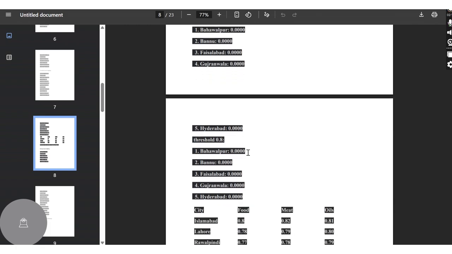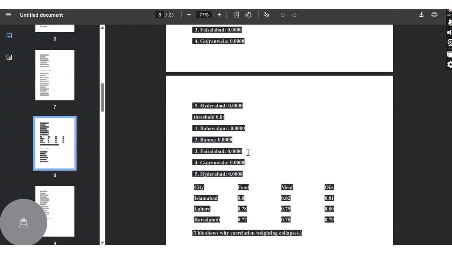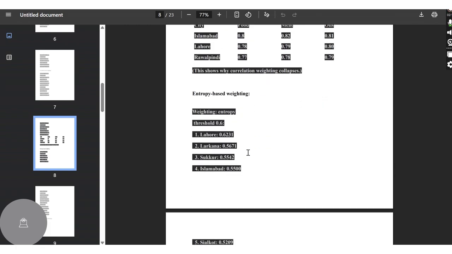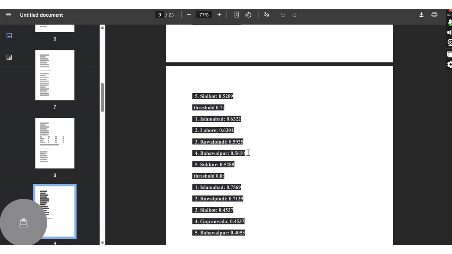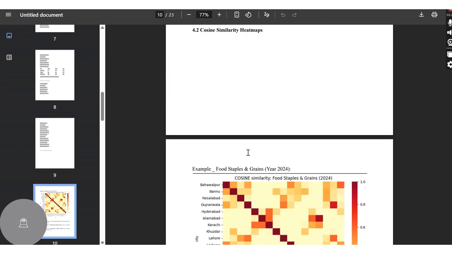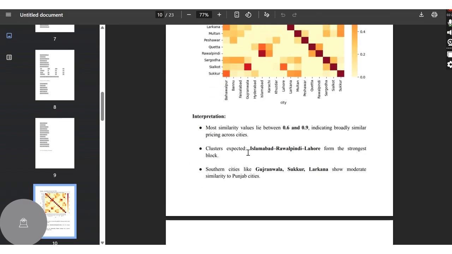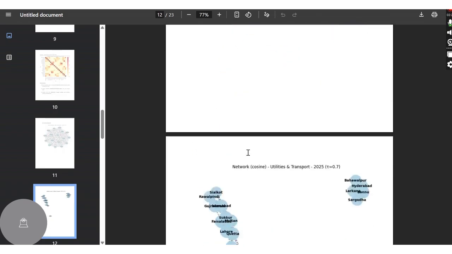Overall, these visualizations, which are heat maps, networks, and weighted rankings, allow us to see which cities are more central, how clusters form, and how influence changes with thresholds and weighting schemes. So this is all for the visual part of the video.